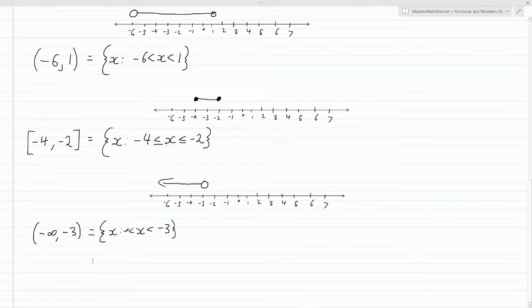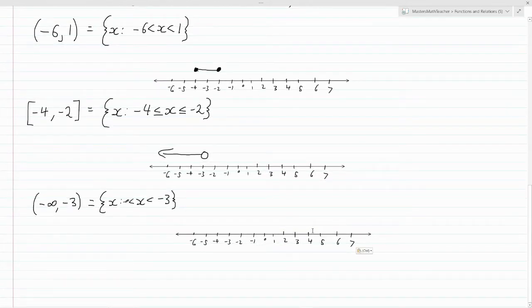Okay, let's do another example like that. I've got my number line. And this time I'm going to go from a solid dot here, that way. Pause the video and give it a shot.